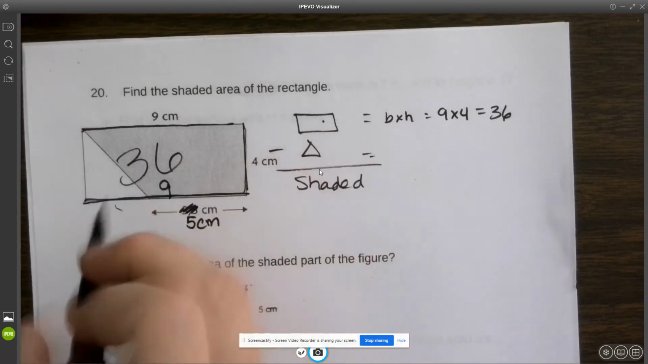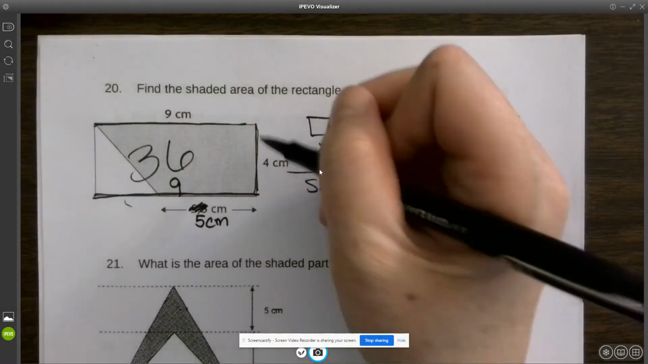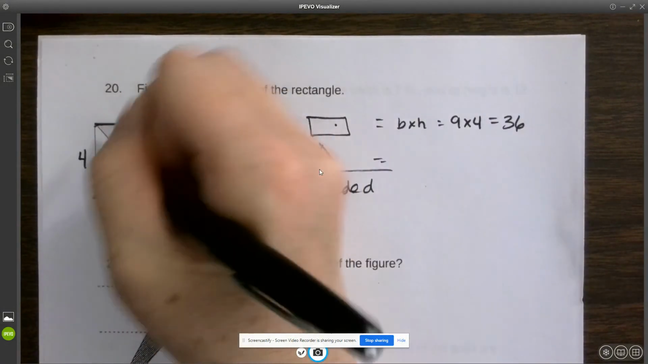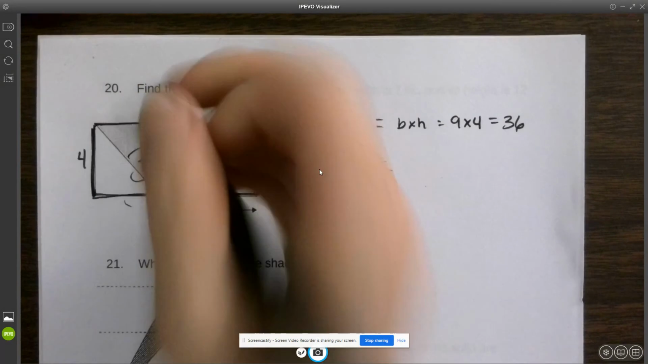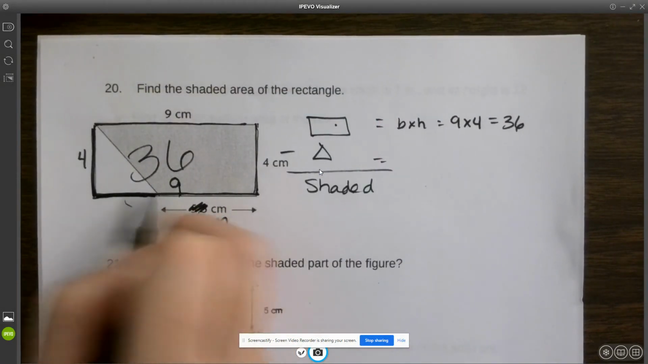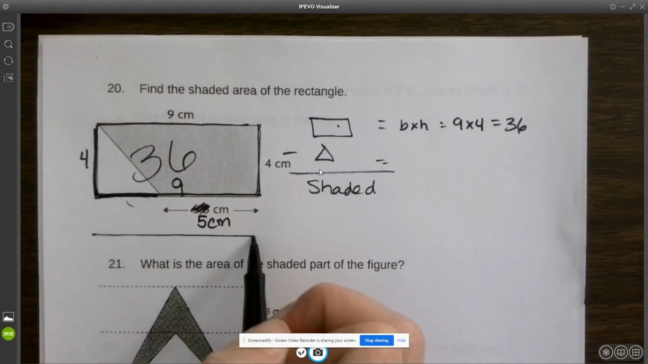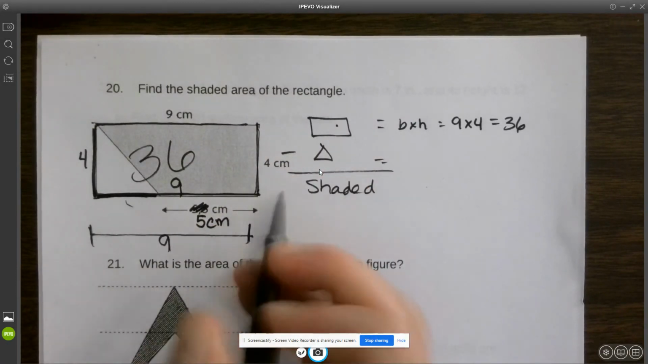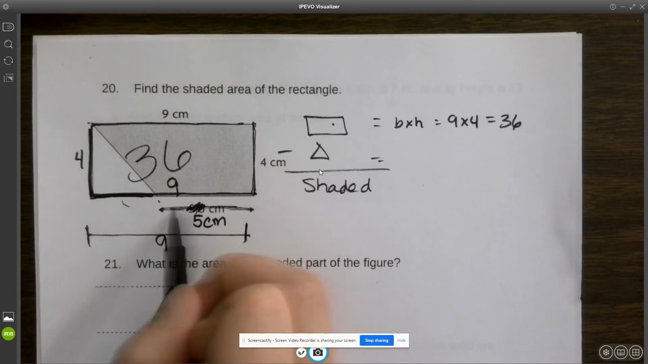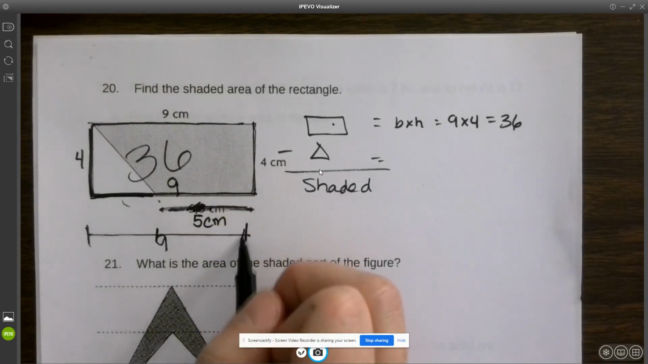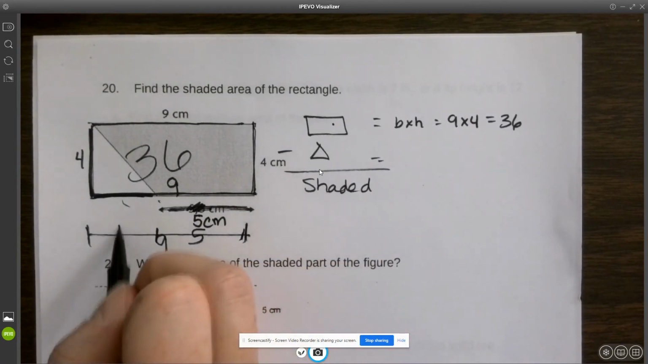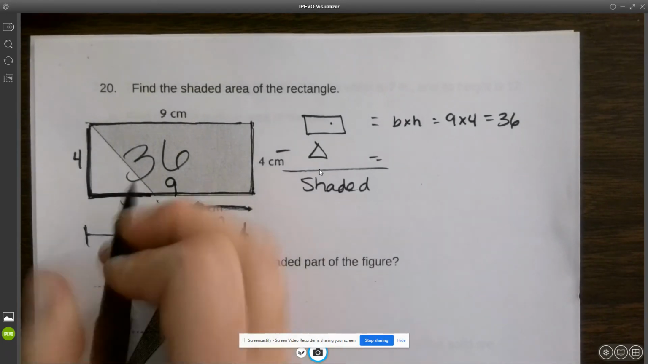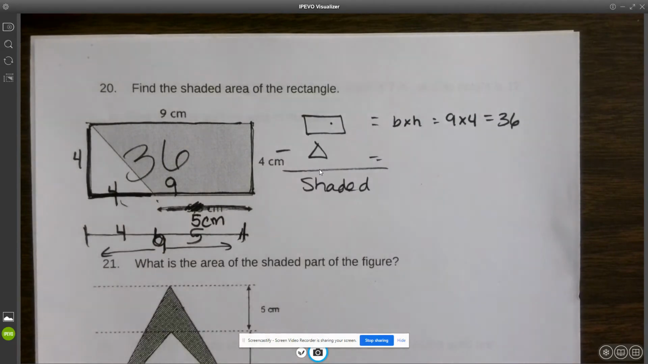Well, let's figure out what's the base and what's the height. The height would be, if it's 4 here, then the height has to be 4 over here. But now we need to figure out what's this base. Well, if from here to here is 9, that means down here it's 9 as well. But if this is 5, from here to here it's 5, this would have to be 4 because 4 plus 5 is 9 for the total. Okay, so we now have the base is 4.